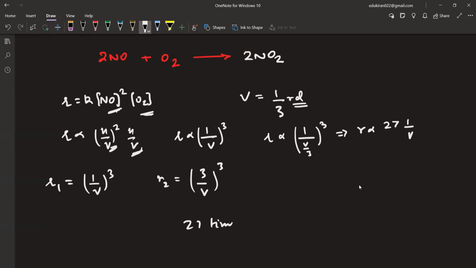Next one is, will there be any change in the order of reaction with the reduced volume? No. Order of reaction is equal to 3 always. Order of reaction is not going to change.